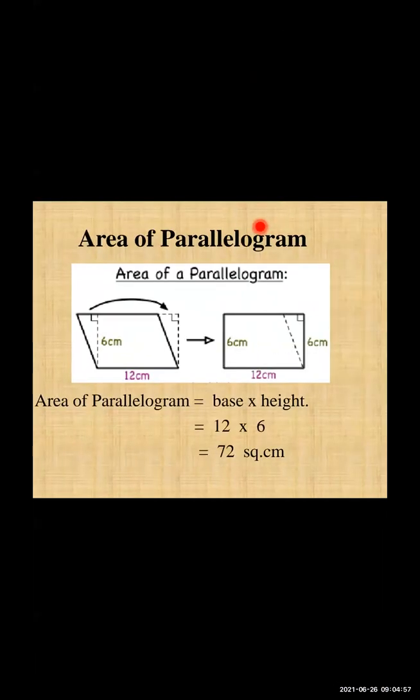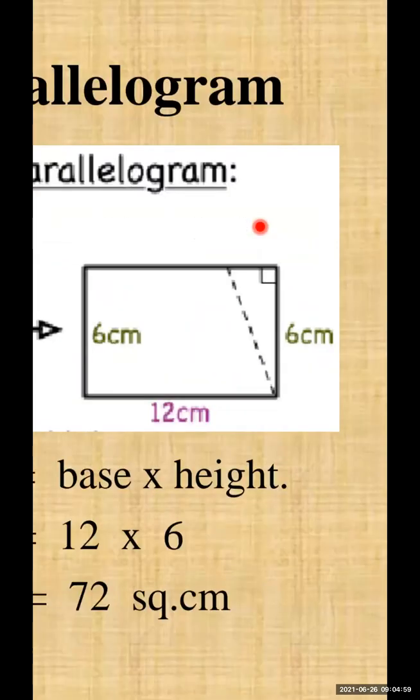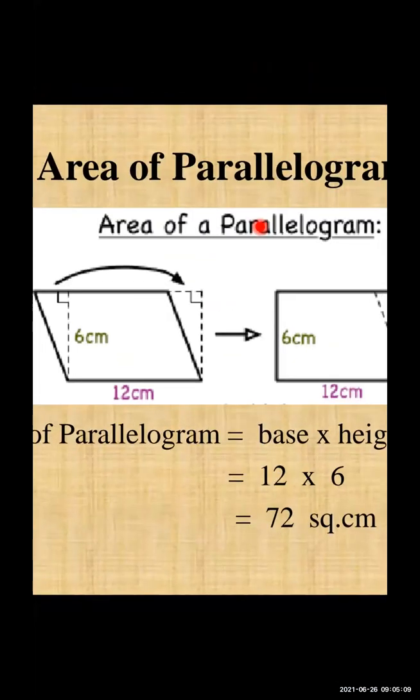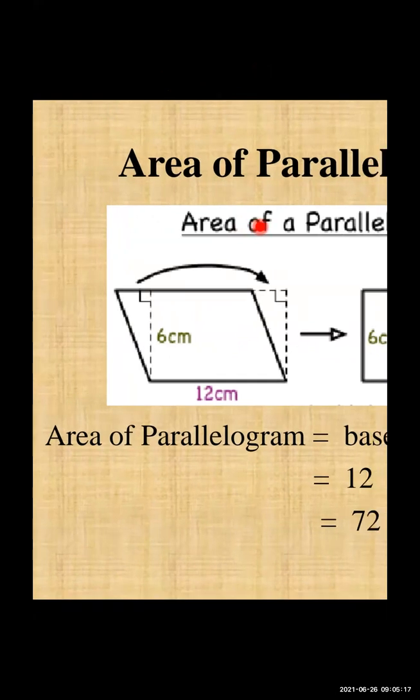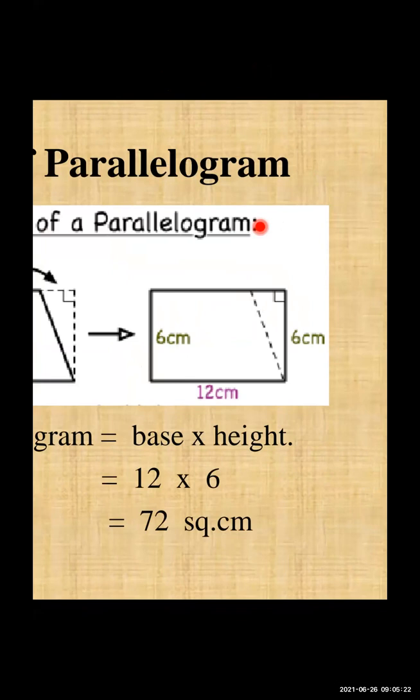After shifting to this side, this diagram becomes like this. The parallelogram becomes like this. Now this is what? This is your rectangle. After shifting, the slant side, if we take a perpendicular from there and shift it to the right hand side, that diagram becomes like a rectangle.